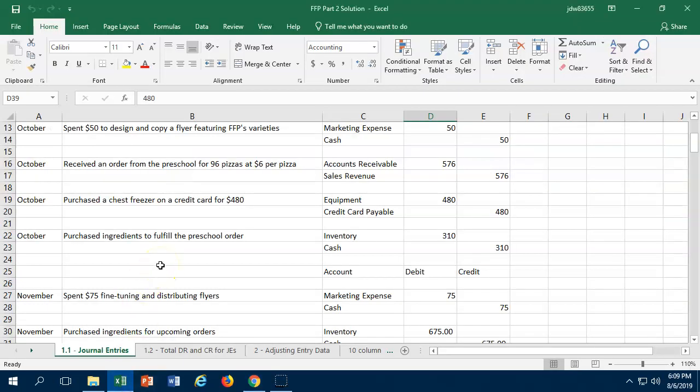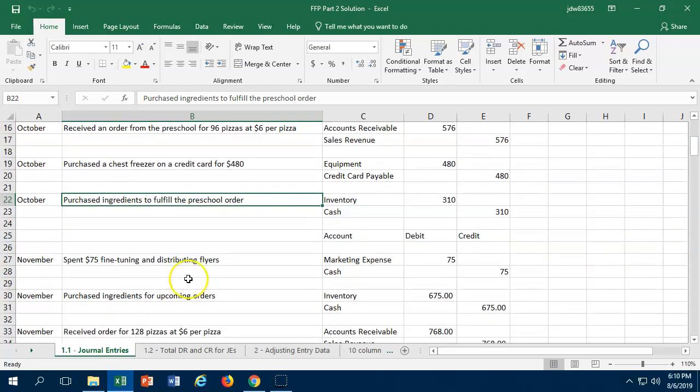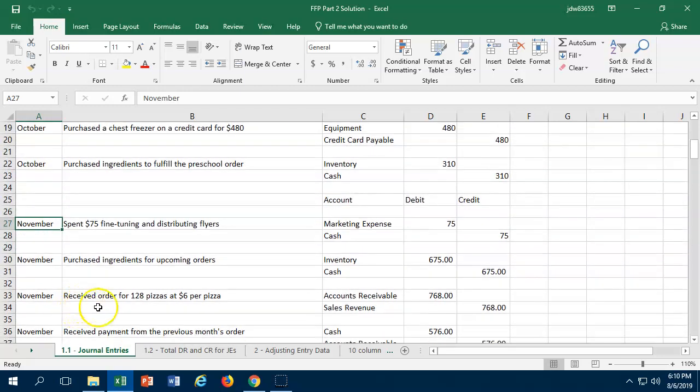All right, let's go over the freshly frozen pizza part two. There's a couple of ways you can go about it. I just added the November journal entries at the bottom of October on the same tab. You can add a separate tab, but I'm going to show you just how having it on the same tab.